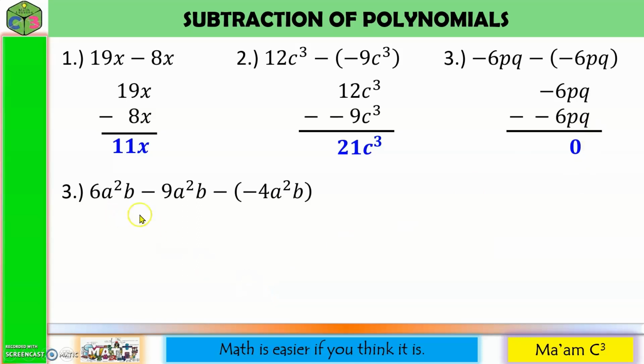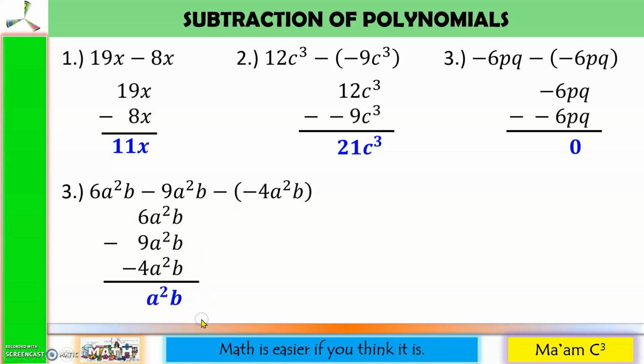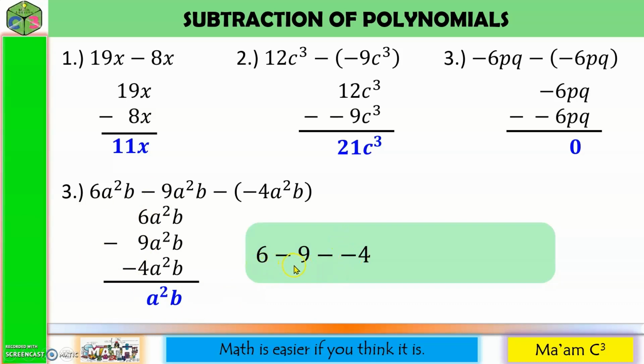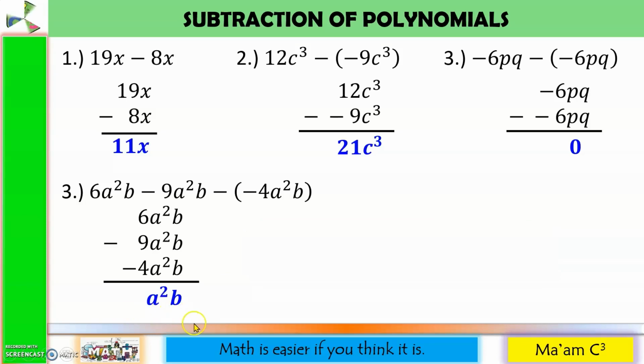Number 4, let us rewrite this. So same literal coefficients, let us copy a squared b. Let us perform the operation here. 6 minus 9 minus negative 4. So this will become plus. So 6 minus 9 plus 4. 6 minus 9 is negative 3 plus 4 is positive 1. No need to write 1. So our answer is a squared b.